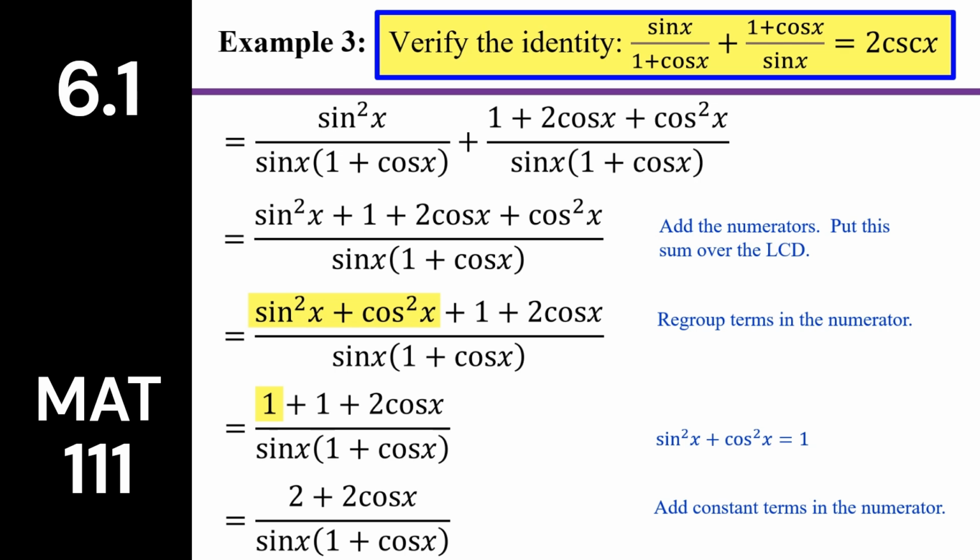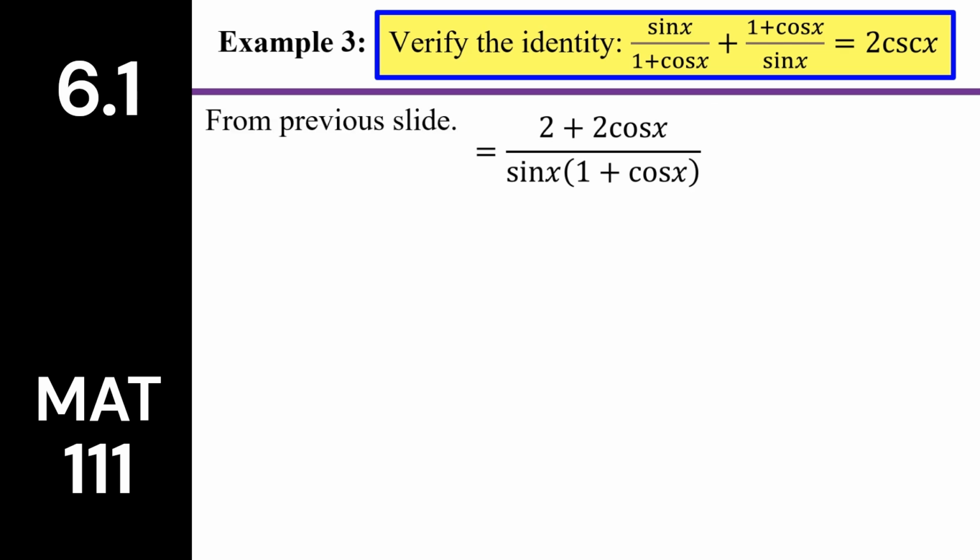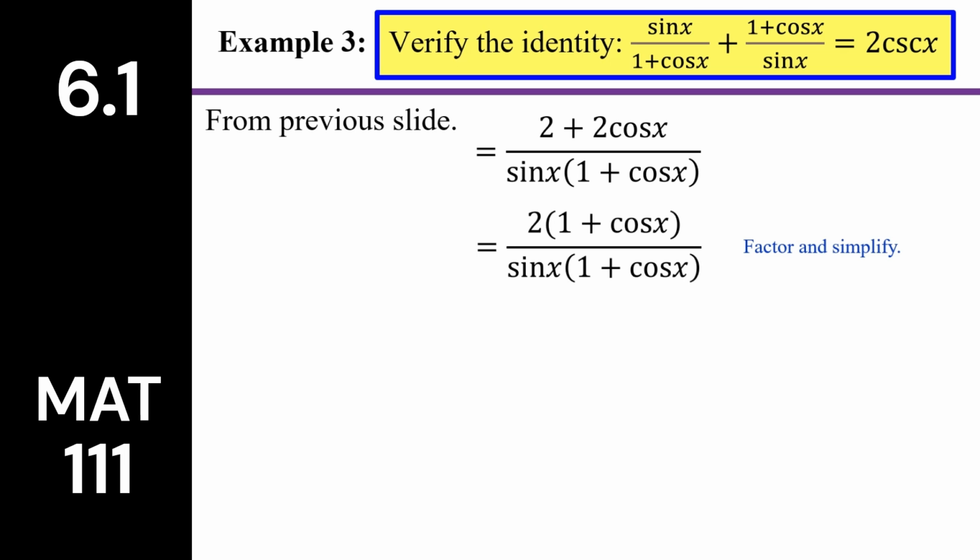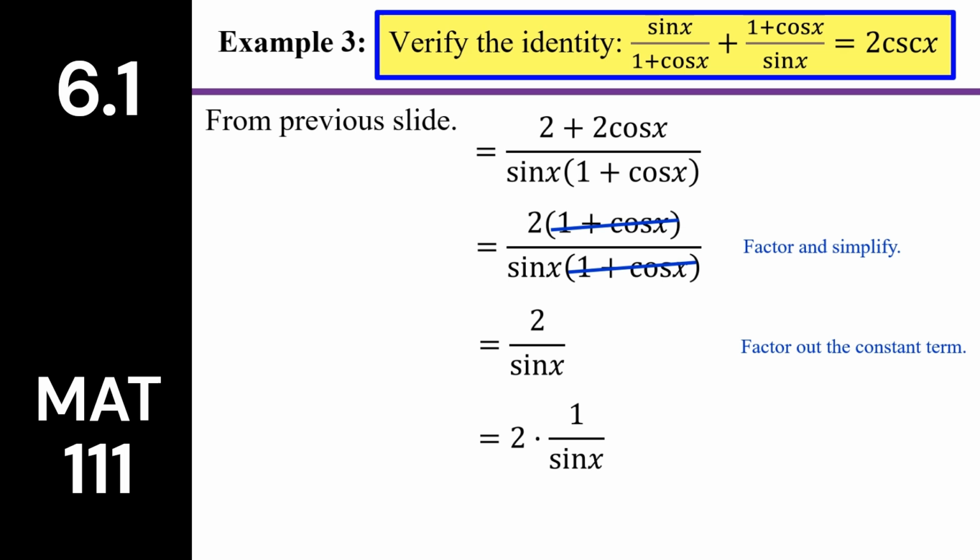We'll take this result to the top of the next page. In our numerator, we notice that the 2 is common, so we can factor that out. And then we see that we have the same binomial on the top and the bottom, so we can cancel both of those. And that leaves us with 2 over the sine of x. We can then factor that 2 out, and since 1 over the sine of x is equivalent to cosecant because of our reciprocal identity, we can write this as 2 cosecant of x. So we have verified this identity because we started with the left side and we did algebraic manipulations to show that it is identical to the right side.